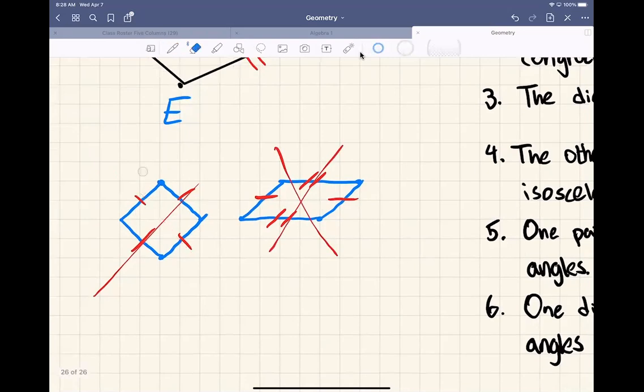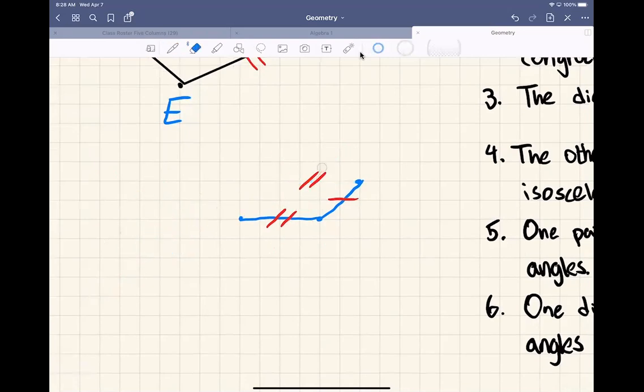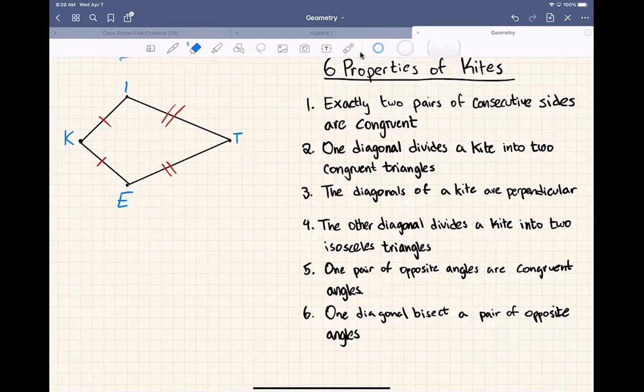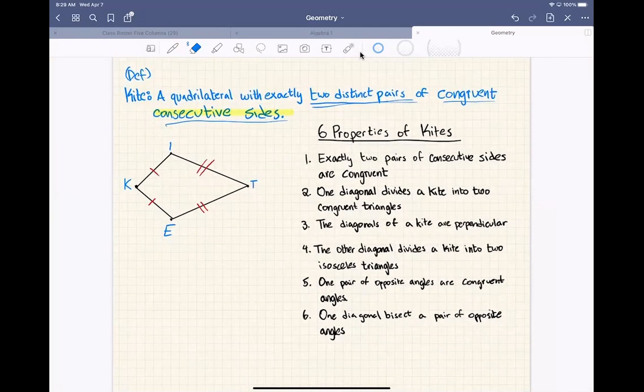That's the definition of a kite. A kite is a quadrilateral with exactly two distinct pairs of congruent consecutive sides, and it's a quadrilateral, so it has to have four sides.